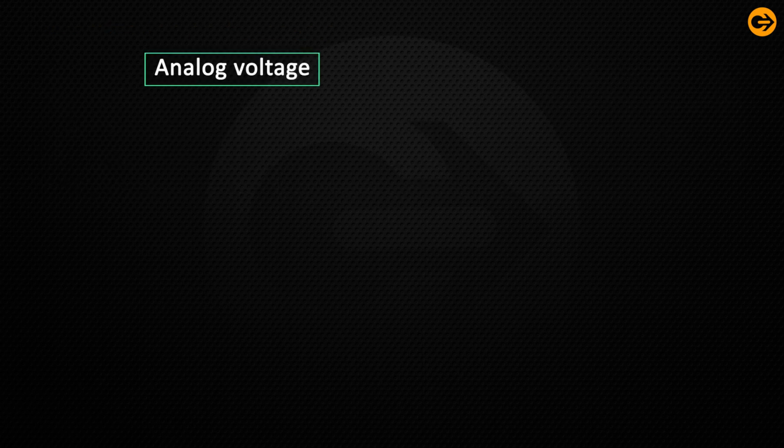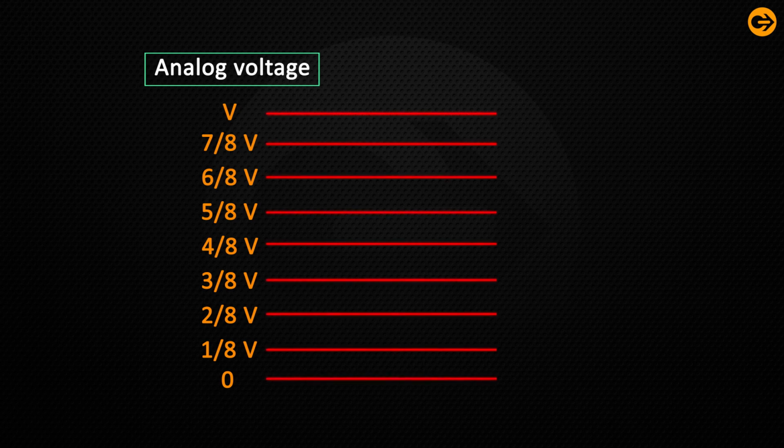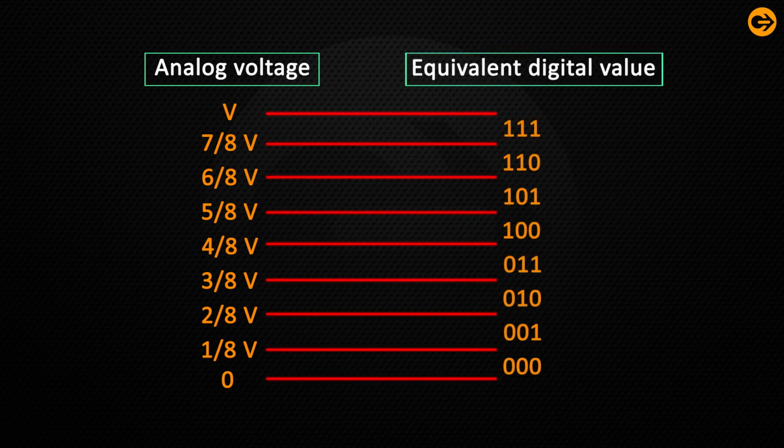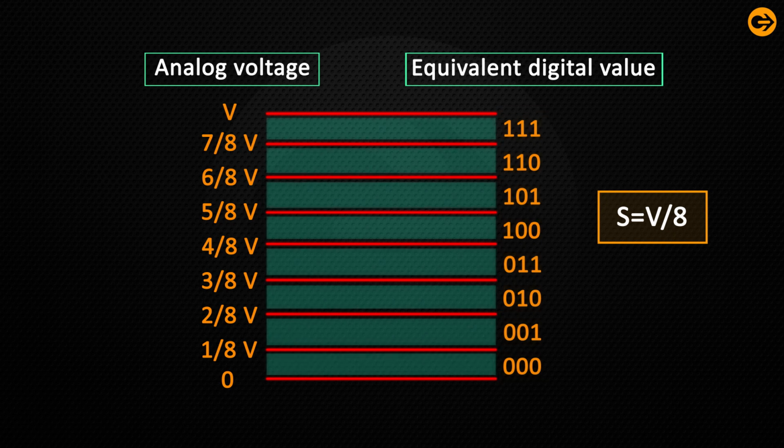Considering an analog voltage in the range 0 to V and a 3-bit digital output, any voltage in this range is divided into 8 intervals of size S equal to V by 8, where each value is assigned a 3-bit value. Hence, we see the whole range of voltage in an interval is represented by a digital value. This leads to an error known as quantization error.